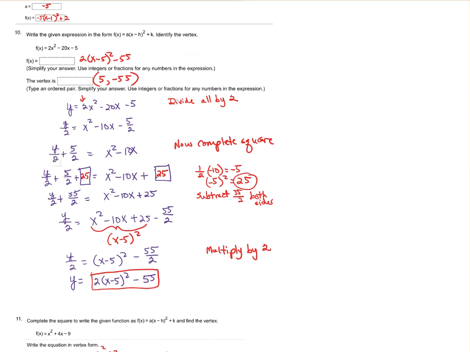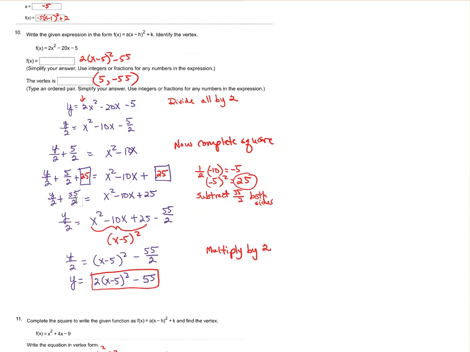So we have y over 2 plus 5 over 2 equals x squared minus 10x. Now complete the square. Remember, we took half of -10 and squared it. That gives us 25 to put in that box and that box. Over here, it ends up being x minus 5 squared, because remember, that was the half.